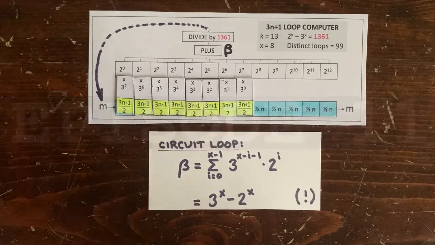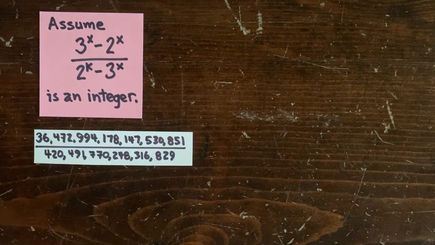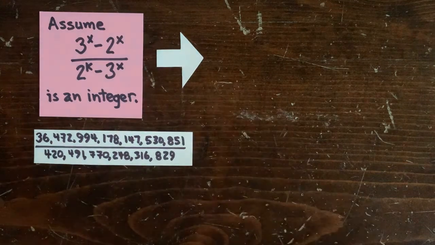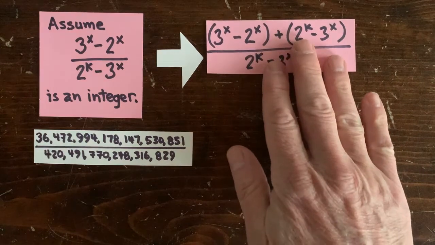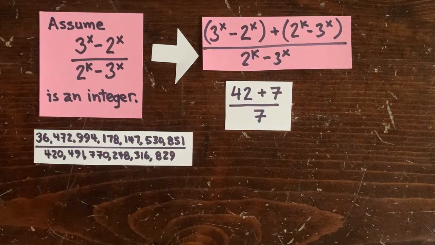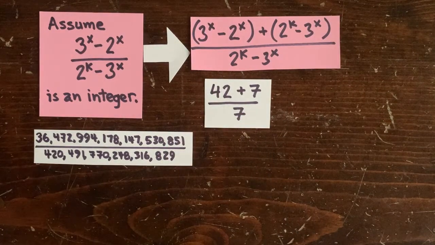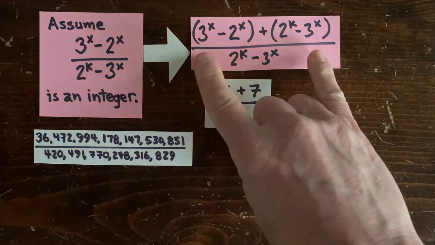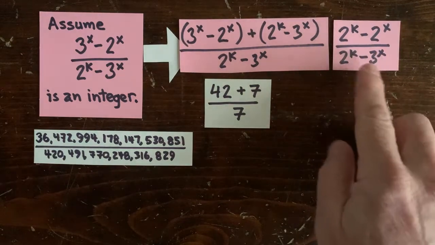Okay, so we just need to show that m is never an integer. So here's m for the loop length k equals 65 with x equals 41 up moves. Is that an integer? I don't know, it's hard to tell so far. So what we're going to do is assume it is an integer and see if we can reach a contradiction. If this is an integer, then so is this. It's like if you knew 42 over 7 was an integer, then you could conclude 42 plus 7 over 7 is also an integer. And our numerator just got bigger, but that's okay because we can take out these 3 to the x's.